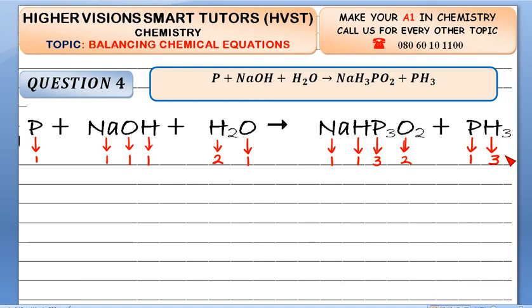Now let's assume the coefficients balancing them are A in front of this, B in front of this, C in front of this, D in front of this, and then E in front of this. Okay, let's now multiply all these numbers by their coefficients. 1A, this is A, 1 times B, that is B. For the oxygen, 1 times B, that's also B. 1 times B, that's also B.